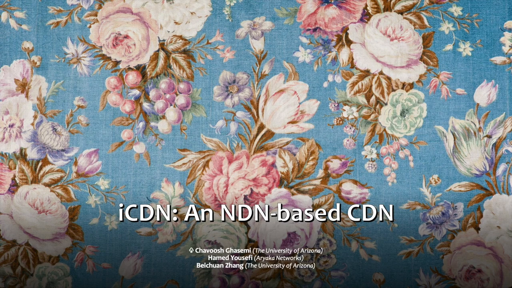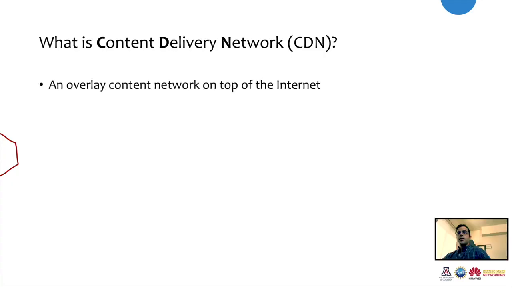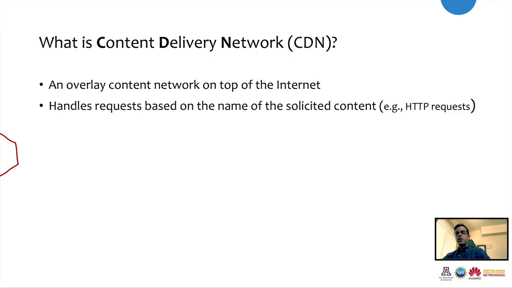Hi everyone, my name is Chavoosh and I'm from University of Arizona. In this presentation, I'm going to talk about iCDN, which is a solution for building a CDN using NDN technology. Simply put, a CDN is an overlay network on top of the internet. It caches and forwards requests based on their name rather than destination's IP address. Upon receiving a request, it will try to find the content somewhere in the network, and if it could not, it will directly fetch it from the original producer.